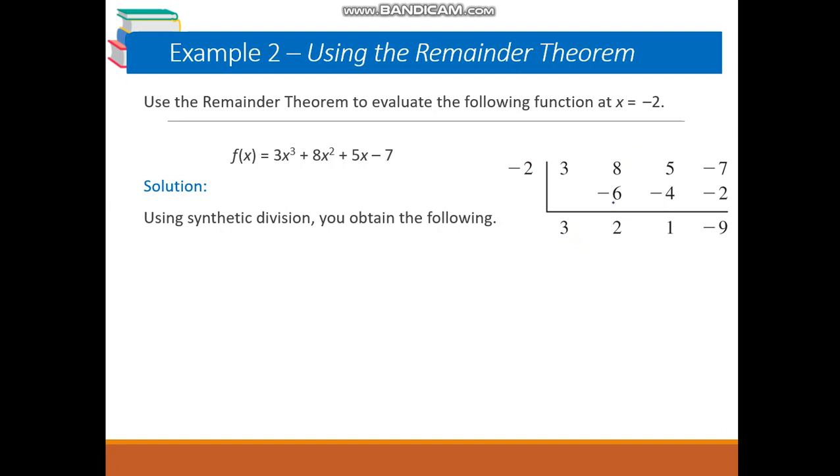-2 times 3 is -6. 8 minus 6 is 2. -2 times 2 is -4. 5 minus 4 is 1. -2 times 1 is -2. -7 minus 2 is -9. So this is my remainder. And that tells us, the remainder theorem says, okay, so at x equal to -2, my function value is -9.